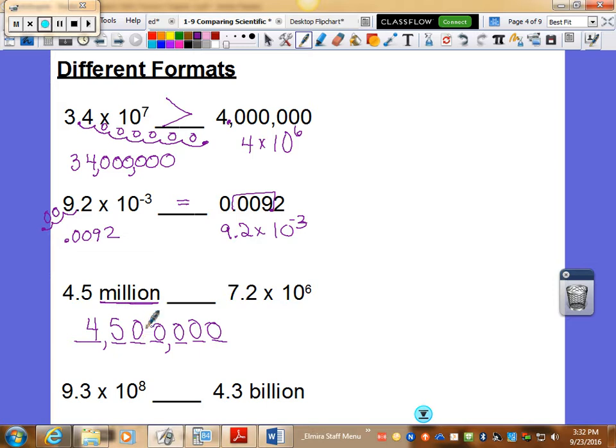Either I can convert this to scientific, so 4.5 times 10 to the 6th power. Then I can see that they have the same exponent, so 7.2 is larger. Or I can convert this one to standard notation and get 7,200,000. So 4,500,000 or 7,200,000, I can see that the 7 million one is bigger.